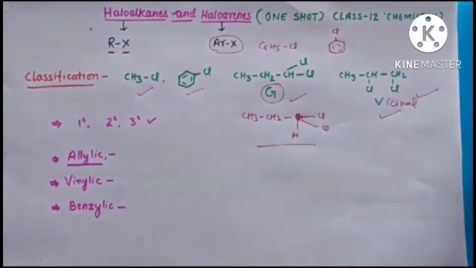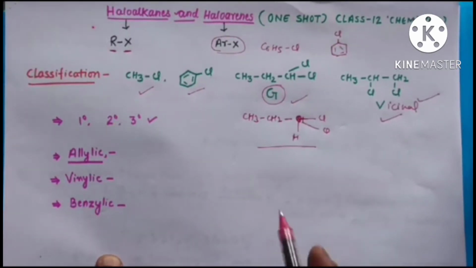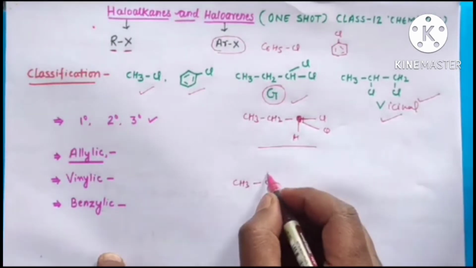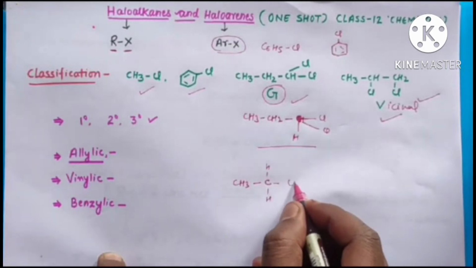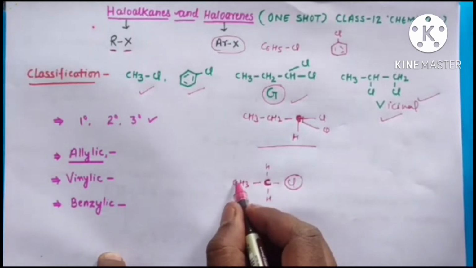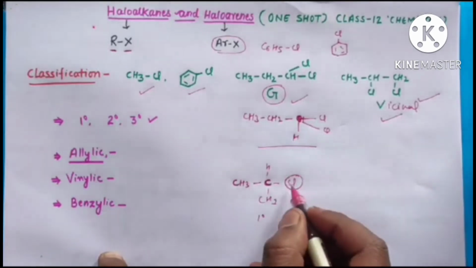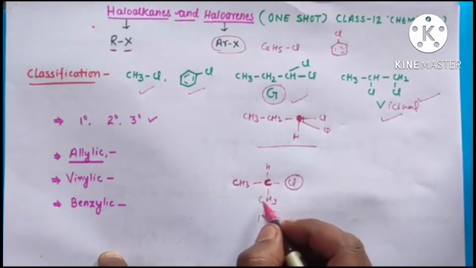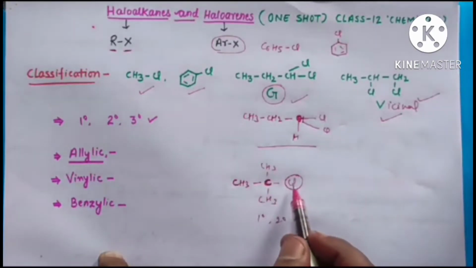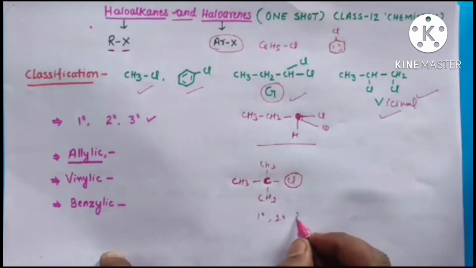Similarly, you know what are 1 degree, 2 degree and 3 degree haloalkanes. So easily you can classify it. For example, this is CH3, this is CH2, this is Cl. This halogen is attached to this carbon, and this carbon is only attached to one carbon. This is known as 1 degree. And for example, this is CH3. Now the halogen is attached to that carbon which is attached to 2 carbons. So this is now 2 degree. If this is also CH3, then the halogen which is directly attached to that carbon which is attached to 3 carbons is known as a 3 degree haloalkane.